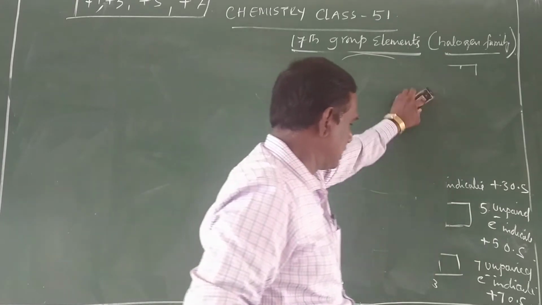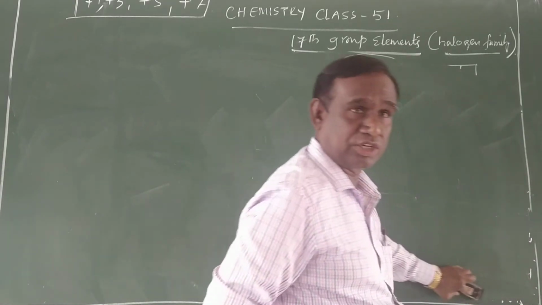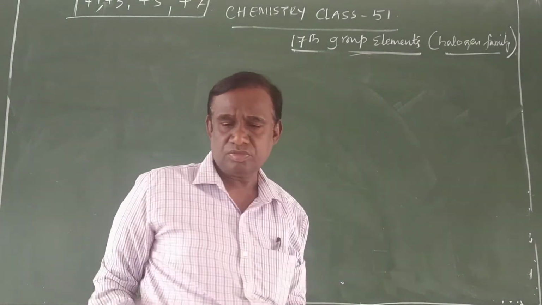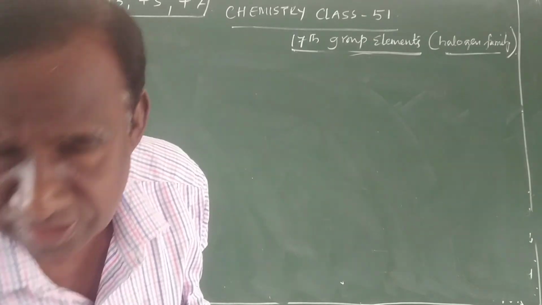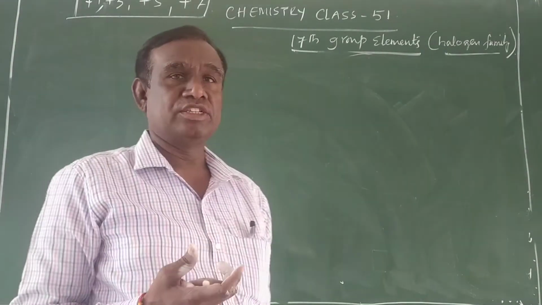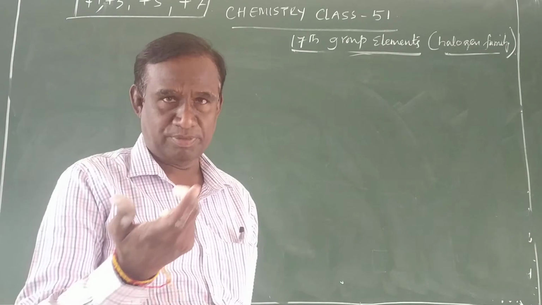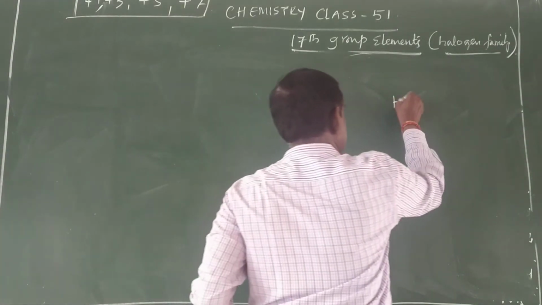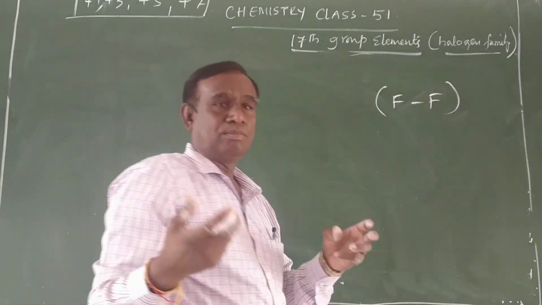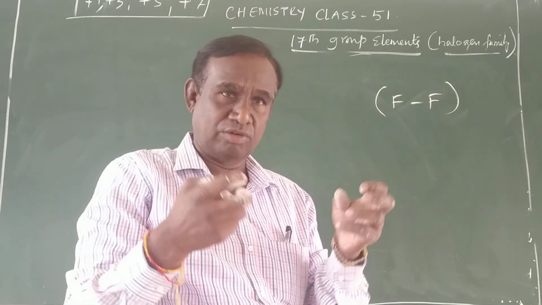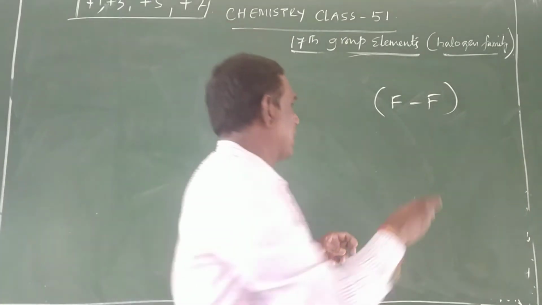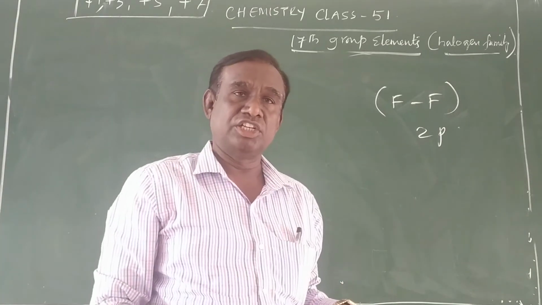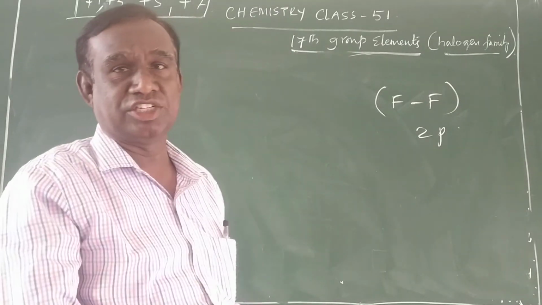Fluorine can exhibit only minus 1 oxidation state. Because it is a smaller atom and the most highly electronegative element in the periodic table, and the bond dissociation enthalpy between F and F is very, very low. Due to the repulsion between the 2p orbitals, it exhibits only minus 1 oxidation state. It does not exhibit even plus 1 oxidation state.